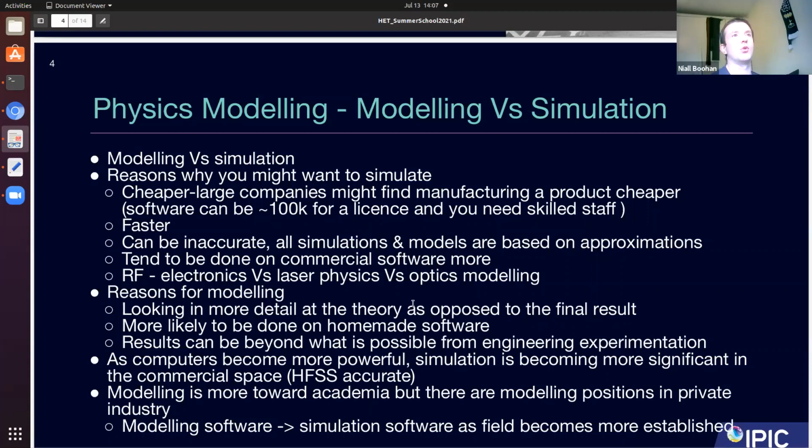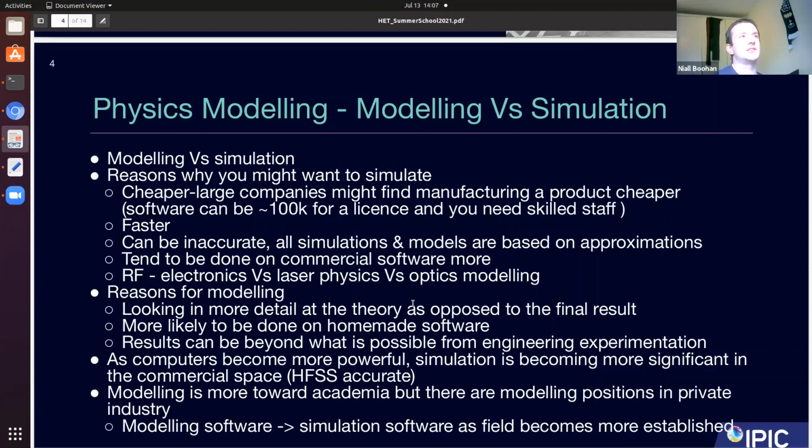As computers become more powerful, simulations become more significant because they become more accurate. You could just learn a piece of simulation software, like HFSS for RF, or ZMax for optics, and have a career by knowing that software, and that's all you'd have to worry about. And you don't even really have to understand what's happening. You just have to know how to use the software. I don't know if that's good or bad, but that's where modeling is.